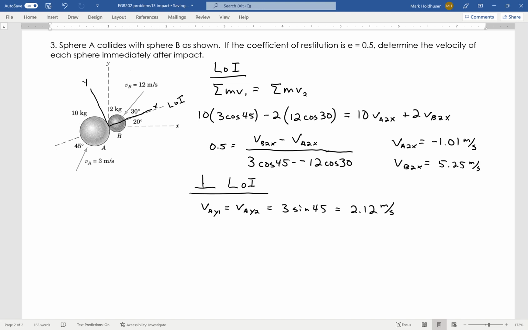And then the same thing holds true where VBY1 is going to equal VBY2 because, again, there is no impulse, right? So the velocity just stays constant as I go through here. That's going to be negative 12 sine 30, which is just going to equal negative 6 meters per second. And again, those stay constant, both before and after, because there is no impulse in that direction. So you apply conservation of momentum and coefficient of restitution along the line of impact, and then recognize that the velocity remains constant perpendicular to the line of impact to find the total velocity after the impact of these two spheres.